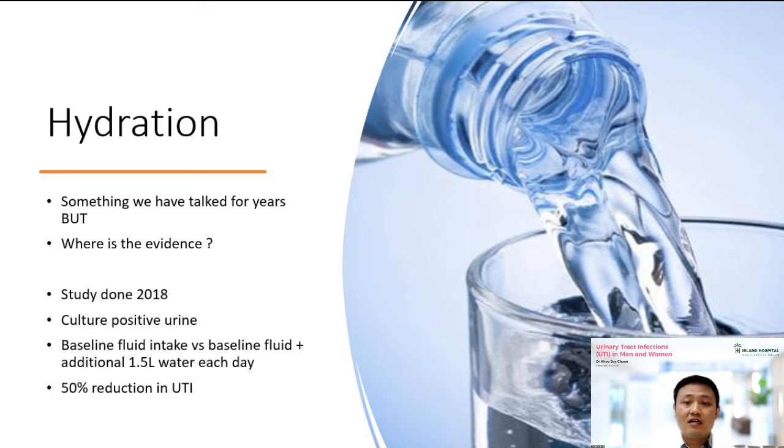There's a study among patients with proven urinary tract infection, and we asked this group of patients to drink an extra 1.5 liters of water compared with the ones with normal intake. Just by getting an extra 1.5 liters of water, it reduced the chances of UTI by 50%. So now we can tell the patients scientifically and confidently that drinking a lot of water actually prevents urinary tract infections.